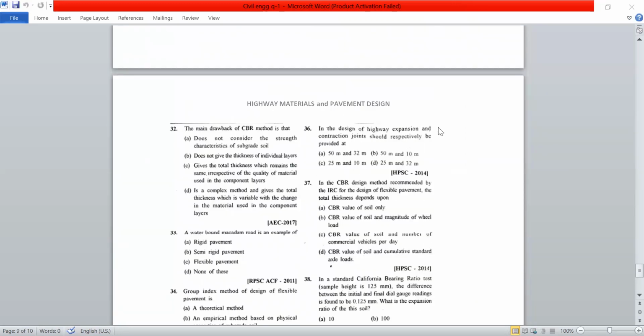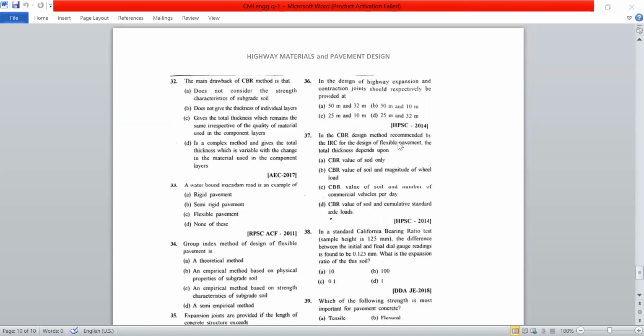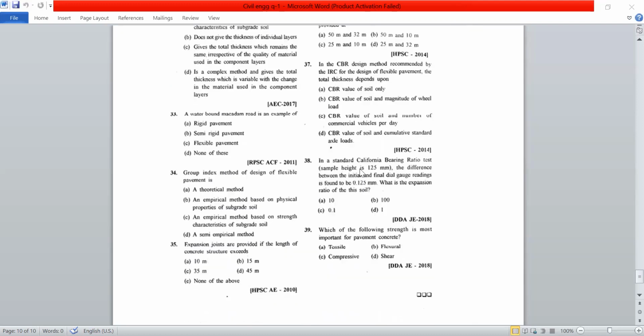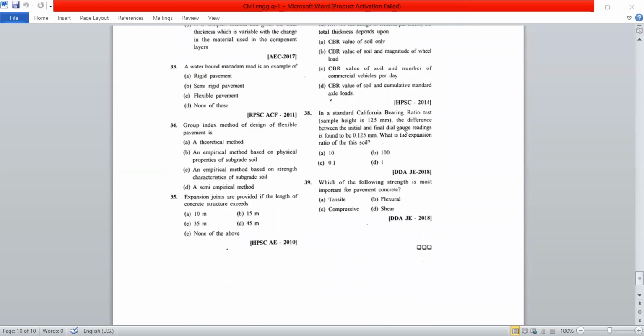In the design of highway, expansion and contraction joints should respectively be provided at 50 meter and 10 meter. In the CBR design method recommended by the IRC for the design of flexible pavement, the total thickness depends upon CBR value of soil and cumulative standard axle load. In a standard CBR, sample height is 125 mm. The difference between the initial and final dial gauge readings is found to be 0.125 mm.